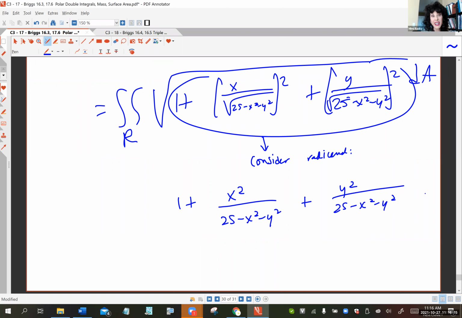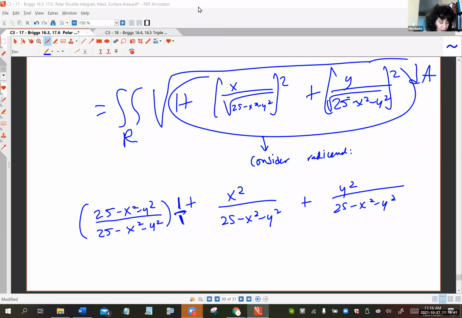We got that mess under the radical. But I want to combine all three of these terms into one big term. But I have a problem because the 1 is messing me up. Well, let's multiply the 1. First turn the 1 into a fraction by giving it a denominator, and then multiply it by a special version of 1. That would be 25 minus x squared minus y squared divided by 25 minus x squared minus y squared.